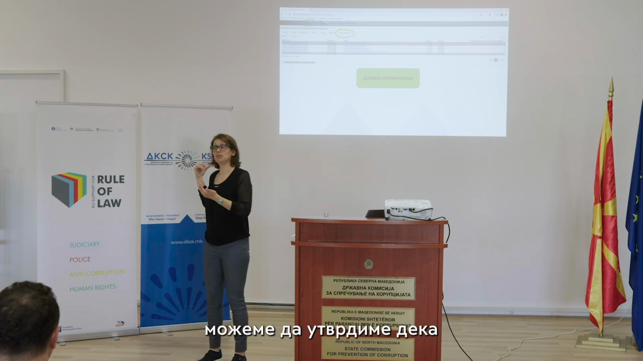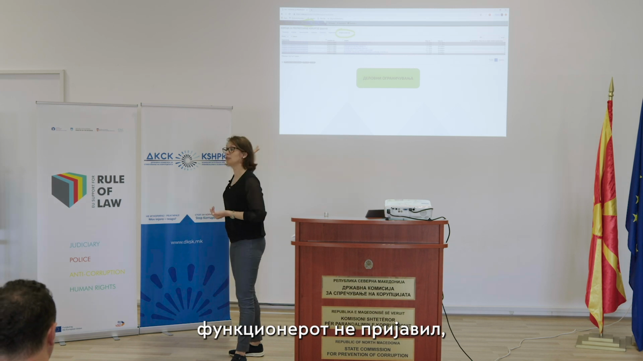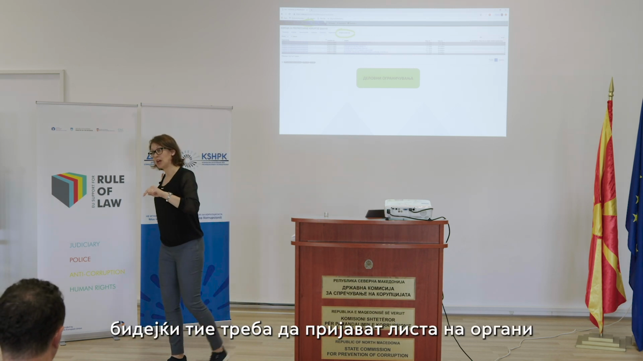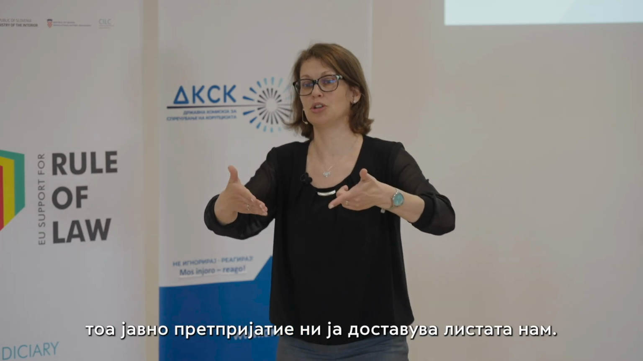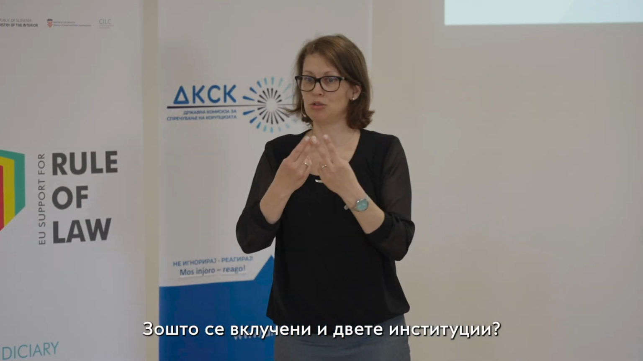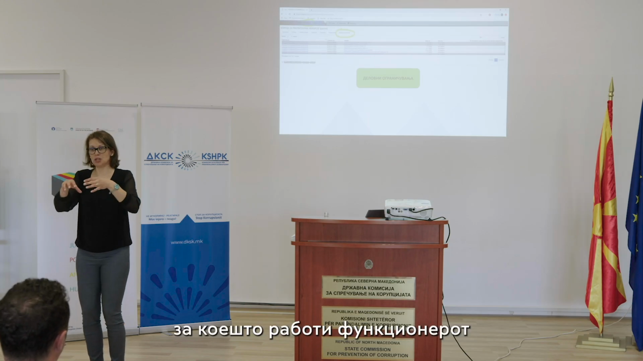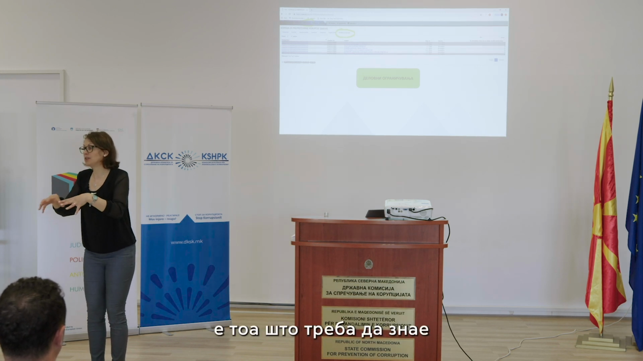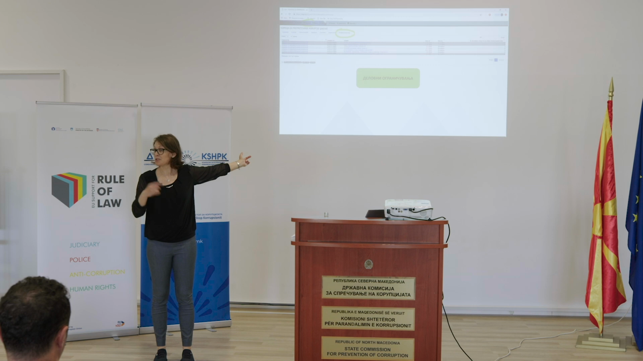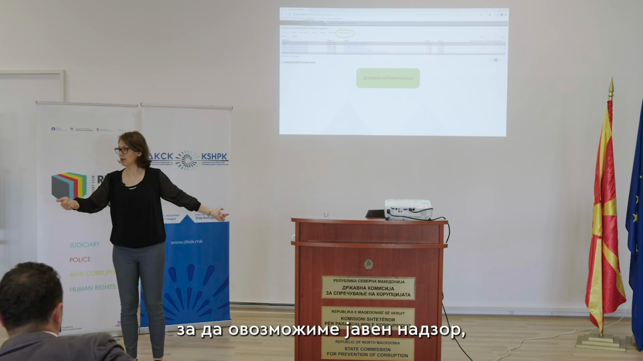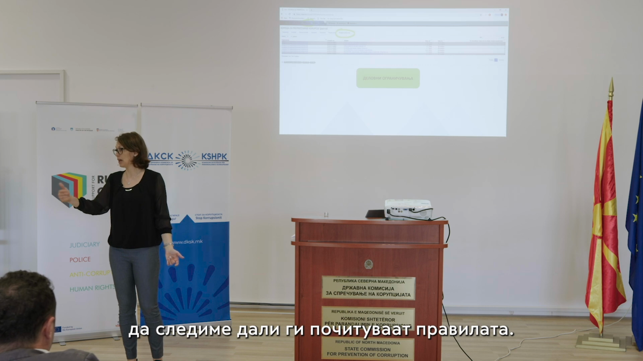So sometimes we would even establish that an office holder failed to report, because they have to report a list of bodies or companies to their own public sector institution, and then that public sector institution submits the list to us. Why are both institutions involved? Because the public sector entity for which the office holder works is the one that has to know with whom they cannot do business. So that's the most important. But for us, it's important that we make it transparent, so that we enable the public oversight, but also that we can monitor whether they comply with the rules.